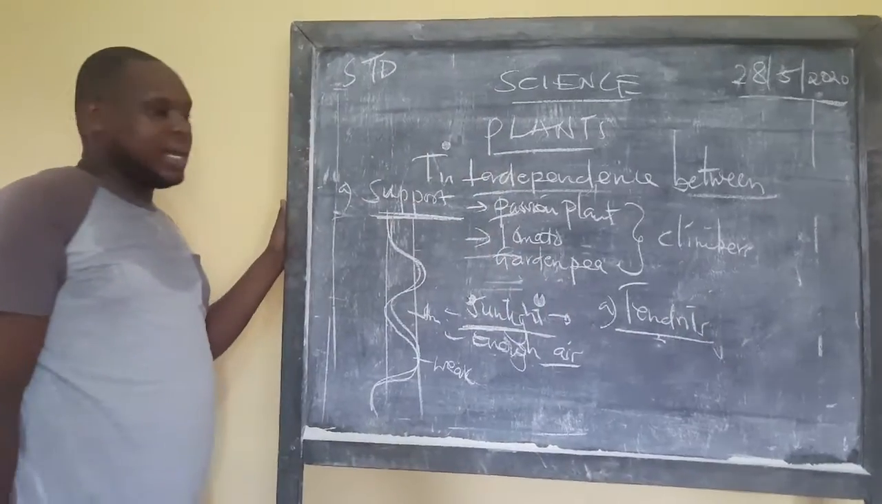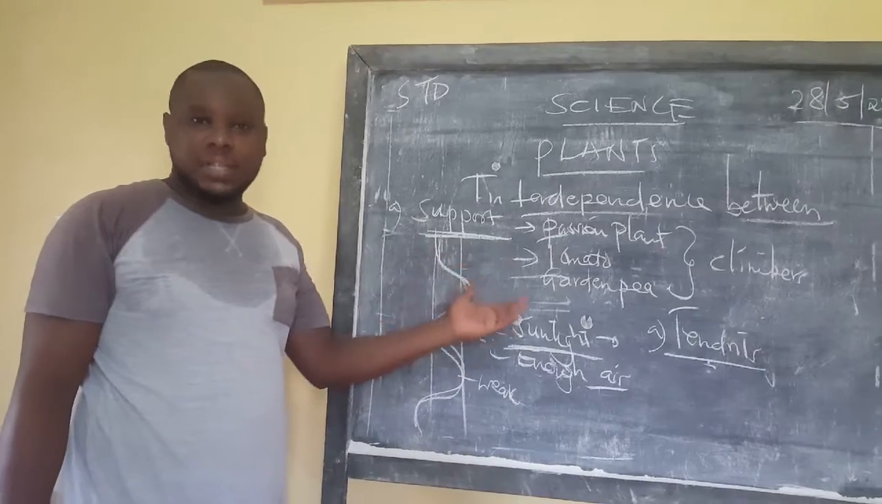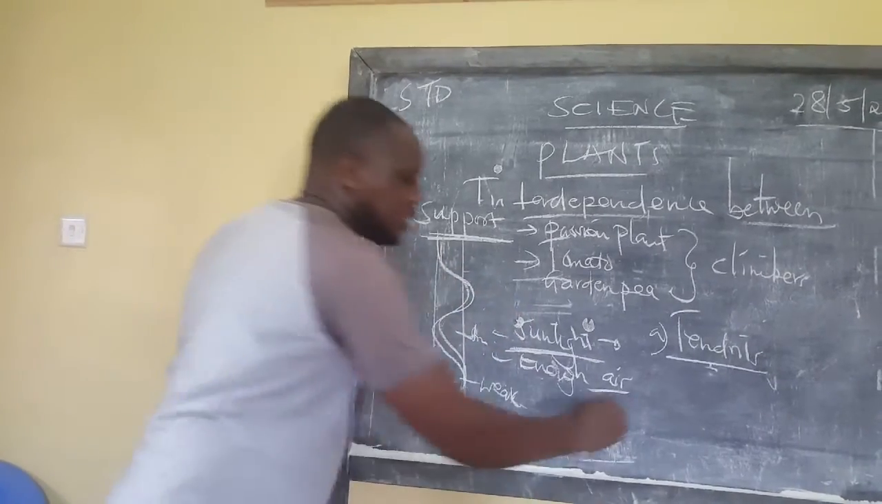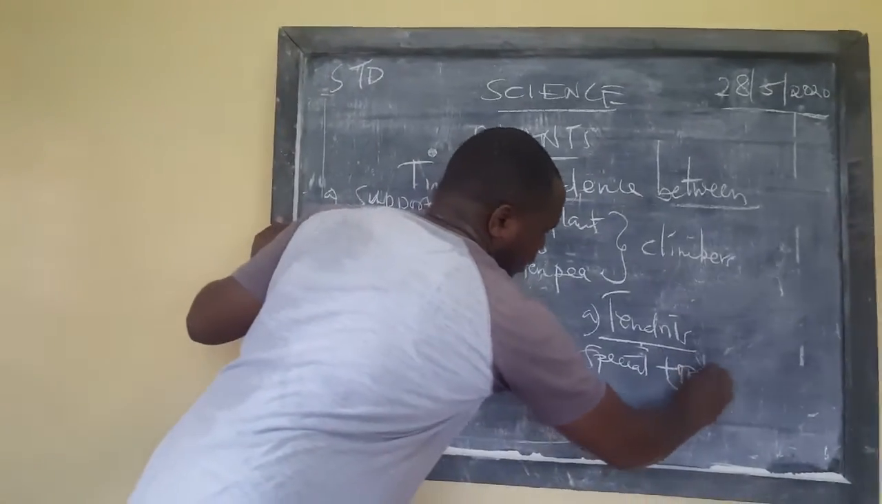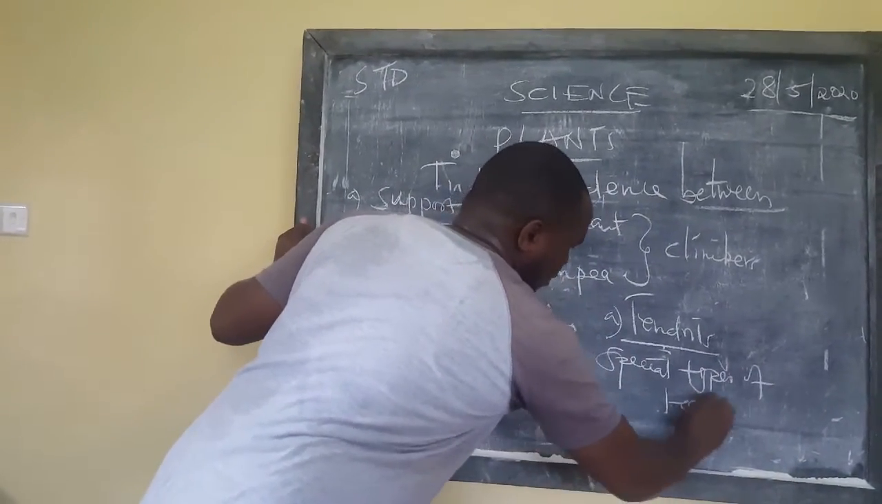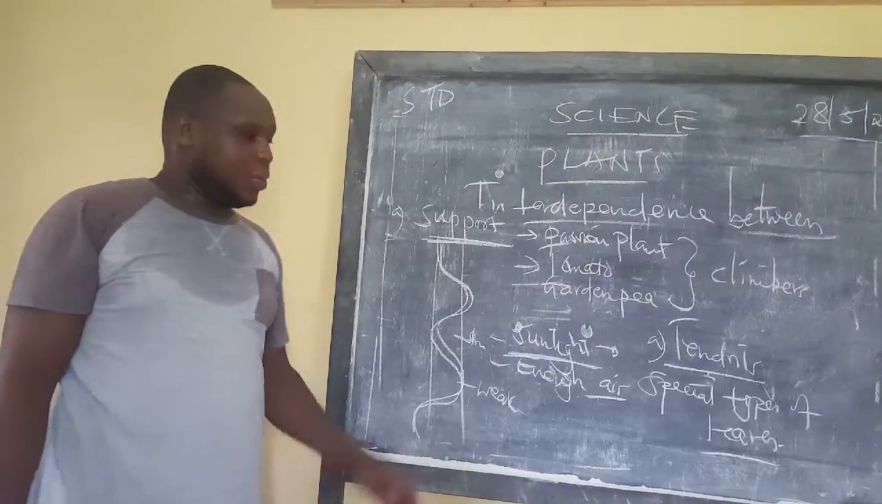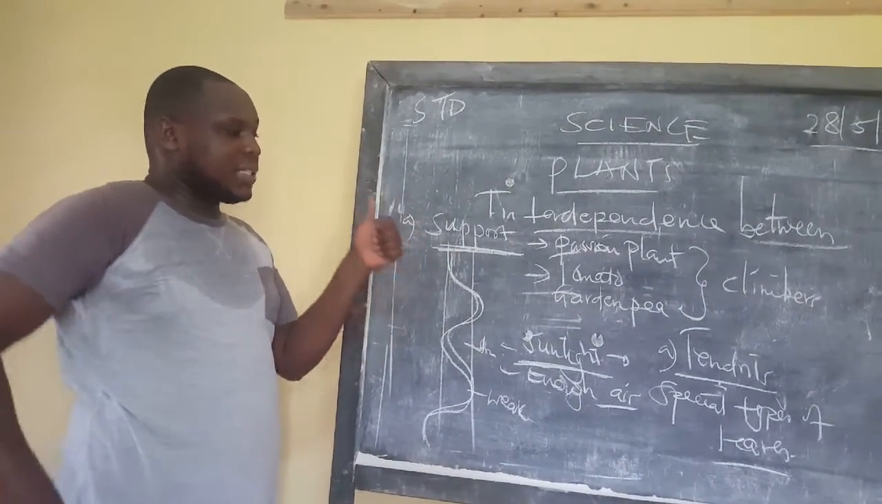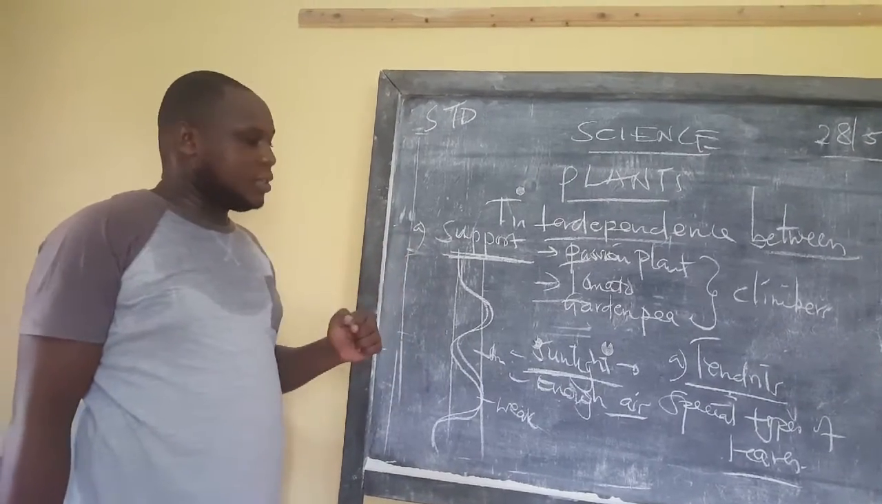Tendrils. What are tendrils? We say tendrils emanate from plant leaves. So these are special types of leaves. Underline the word emanates, because this is a question in the exam. Tendrils are a specialized type of leaf. So they emanate from leaves.